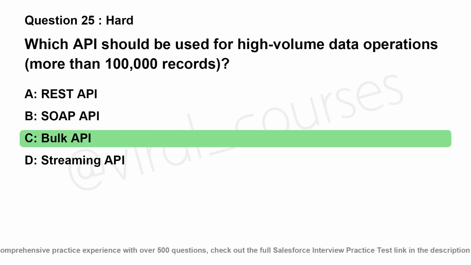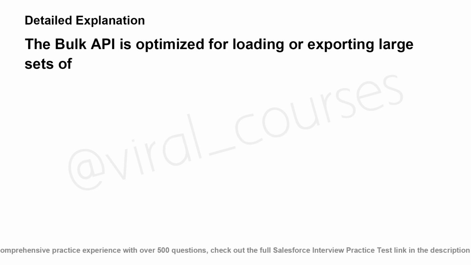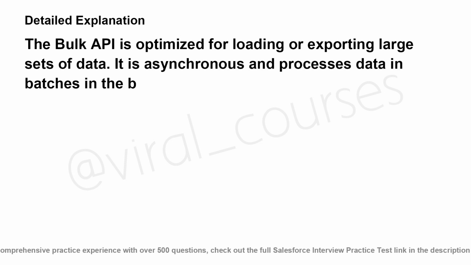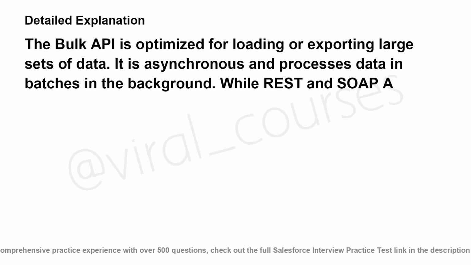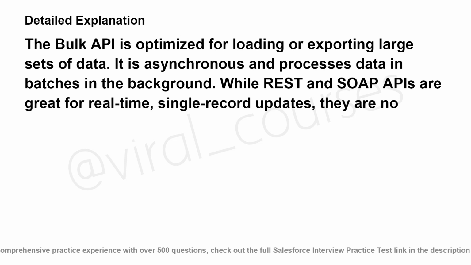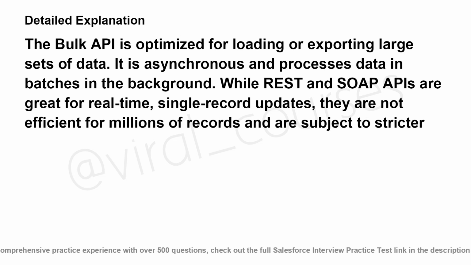The correct answer is C. The Bulk API is optimized for loading or exporting large sets of data. It is asynchronous and processes data in batches in the background, while REST and SOAP APIs are great for real-time, single record updates. They are not efficient for millions of records and are subject to stricter governor limits than the Bulk API.